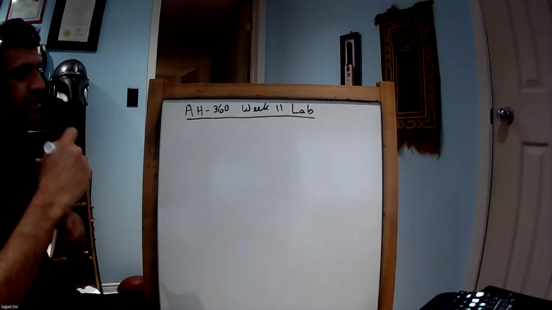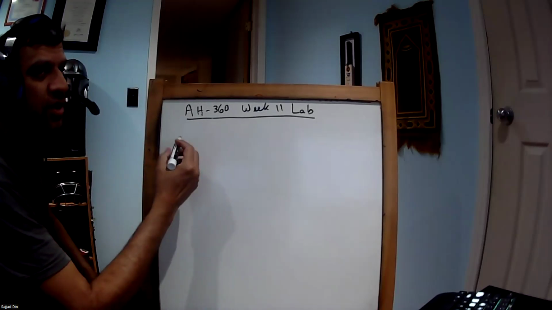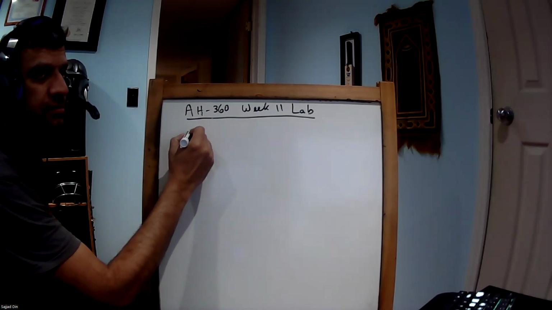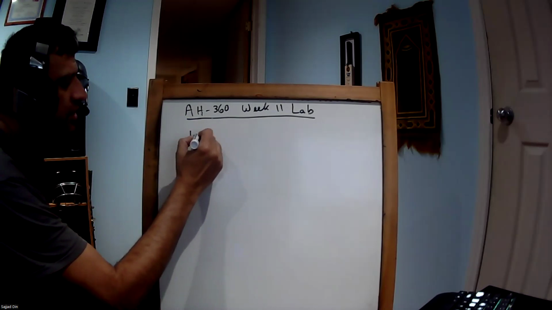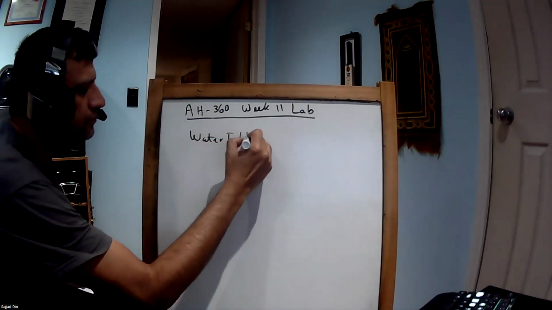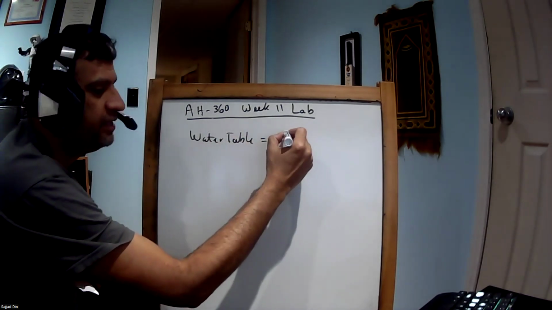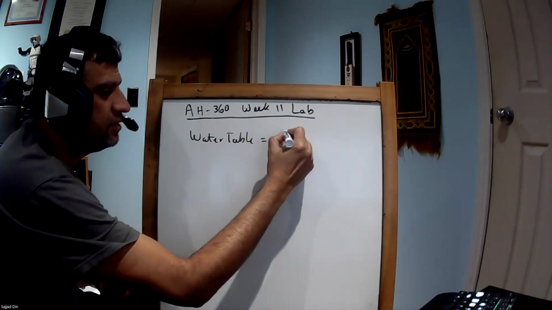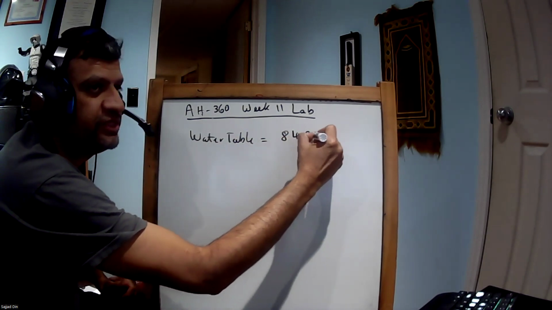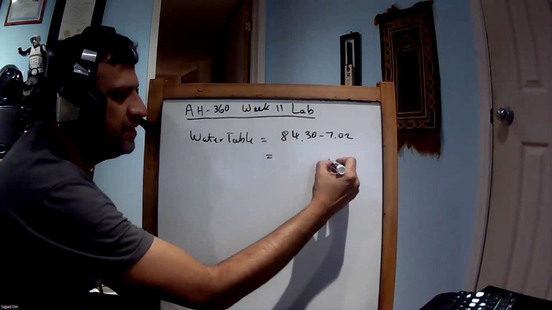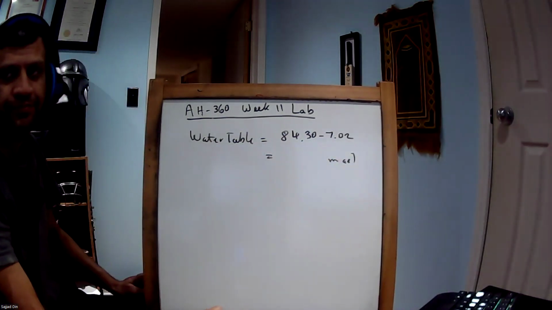Well, first you've got your depth to groundwater, right? Sorry, hold on. Your water table elevation is going to be calculated by the elevation of the ground surface. So let's say in the first case, it's 84.30 minus 7.02. And then whatever answer you get, it's in meters above sea level.